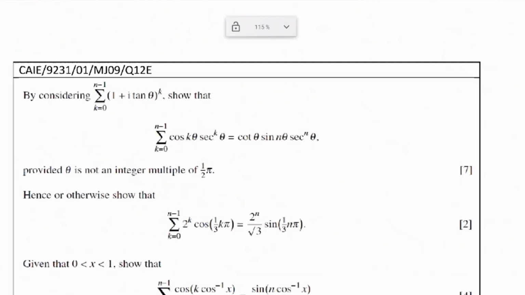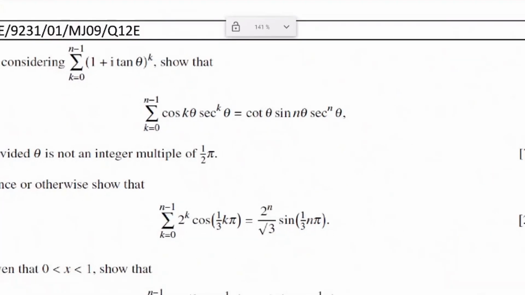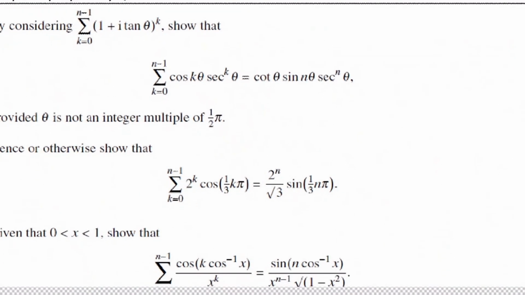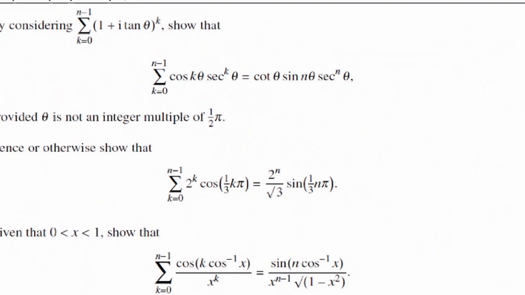Okay, next. The first part of the question is the exact same question as in the note, so I won't go through that with you. Let's just focus on the rest of it. The second part here: hence or otherwise show that we have got this result here.